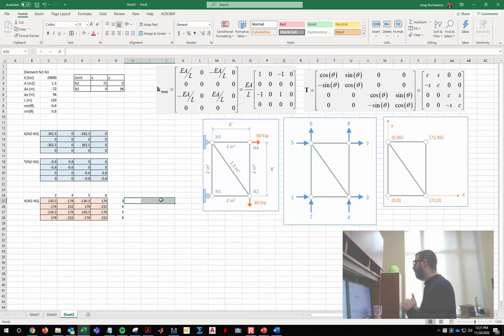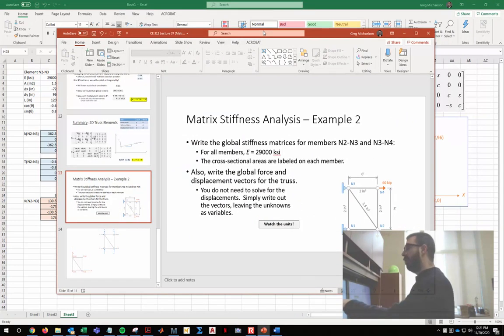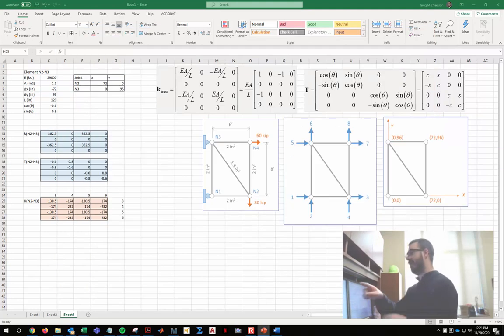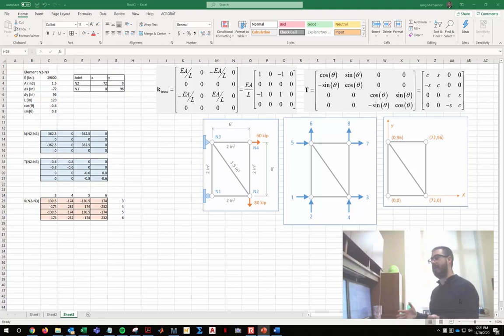So in this problem, if you remember, so here I'll pull the problem over here, but it says, write the global stiffness matrices for members N2, N3, and N3, N4. So we've done N2, N3. That's, you know, here's our answer. Now we need to do N3, N4.